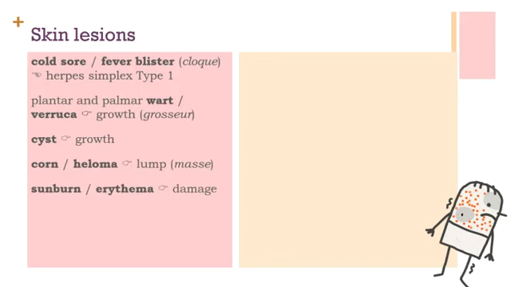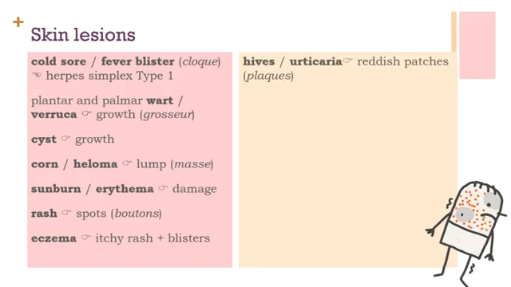Sunburn or erythema is damage to the skin due to excessive exposure to sunlight. A rash is a mass of small spots. Eczema is a non-contagious inflammation of the skin with an itchy rash and blisters. Hives or urticaria is an allergic reaction where the skin forms irritating reddish patches. Lichen planus is a skin disease where itchy purple spots appear on the arms and thighs.